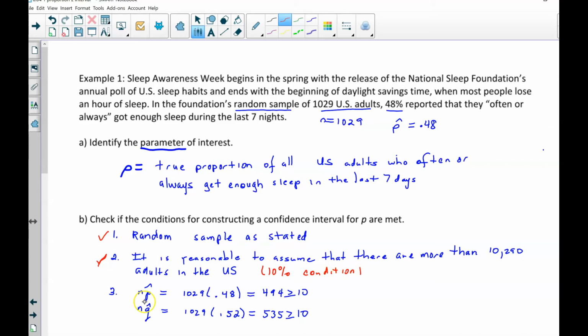And then the third condition is np hat has to be greater than or equal to 10. So you would take the sample size of 1,029, multiply it by p hat. We don't have p, remember. Make sure that both the p hat and q hat, the number of failures, are greater than or equal to 10. And it is. This is known as the large count condition.